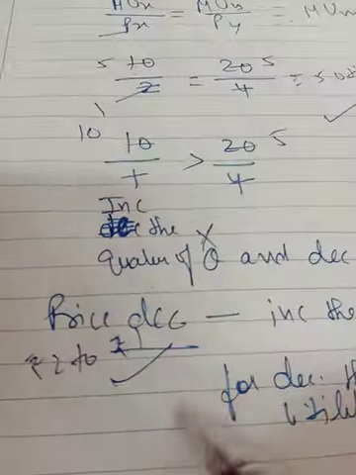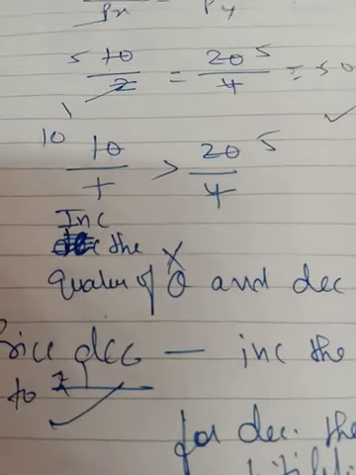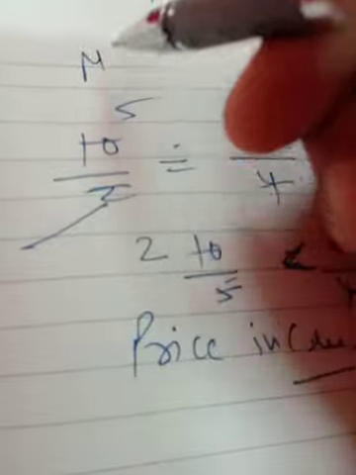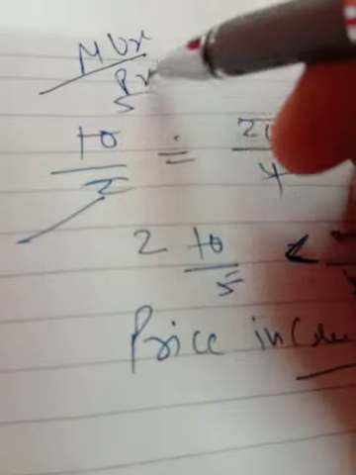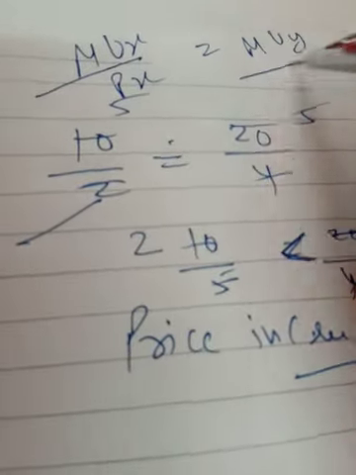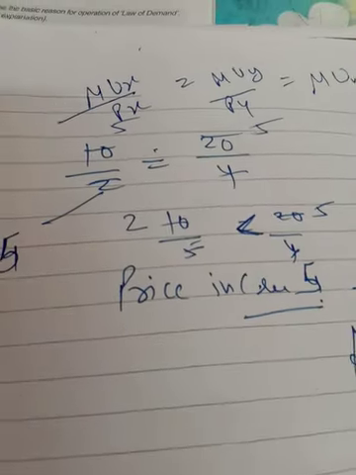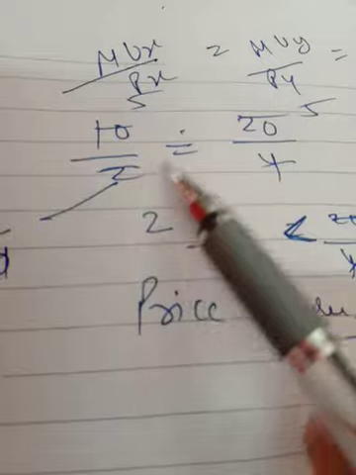Fine. And what will you do if you are doing the reverse case? Now in the same way I am taking the example of the law of equimarginal utility, that is marginal utility of x upon price of x is equal to marginal utility of y upon price of y is equal to marginal utility of money here. So for the consumer equilibrium we get 10 by 2 is equal to 20 by 4.